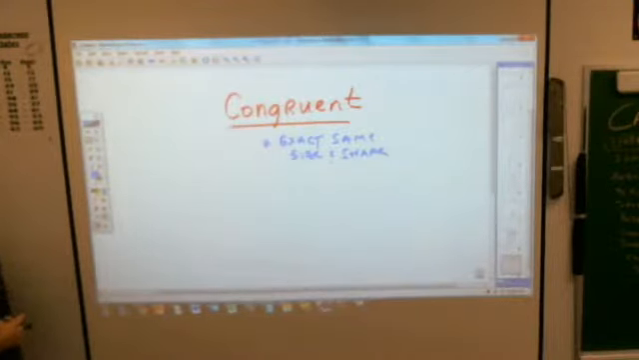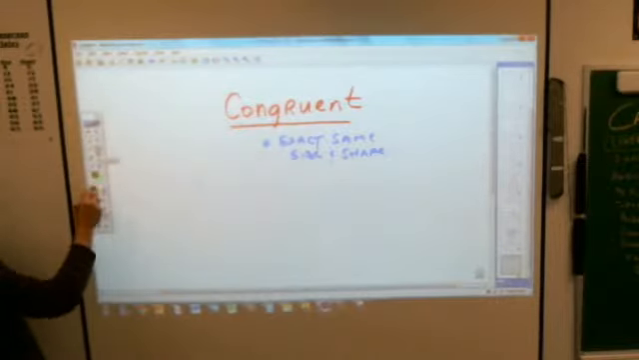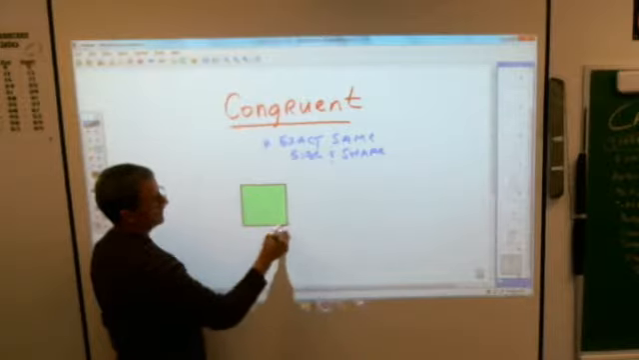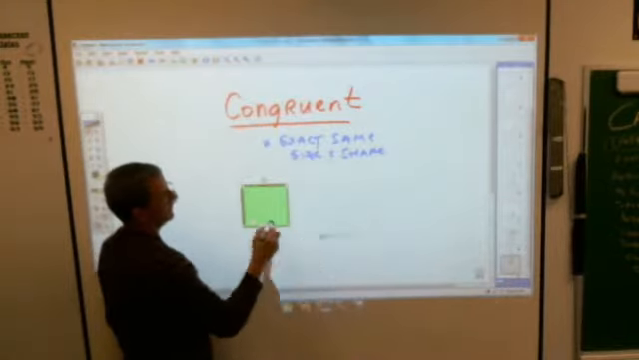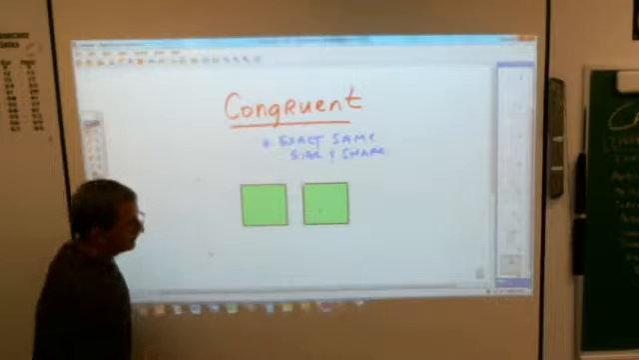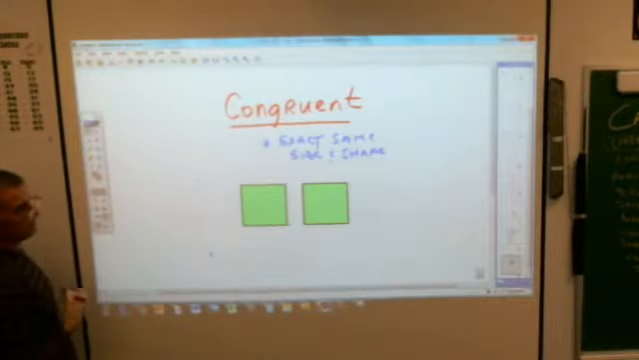The word congruent, when we talk about congruent with polygons, means that they have the exact same size and shape, which means this. If I have this, for two shapes to be congruent, my other shape would be exactly like it. Okay, same size and shape. Two things are congruent, it means they're equal.